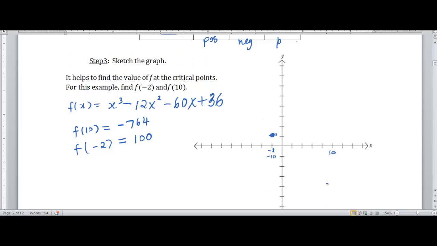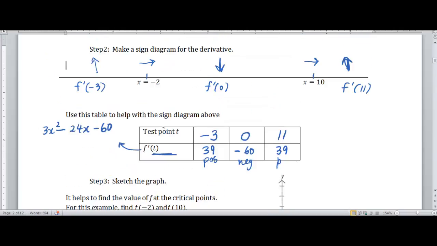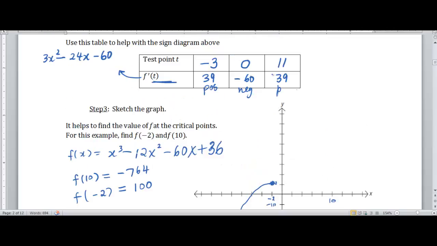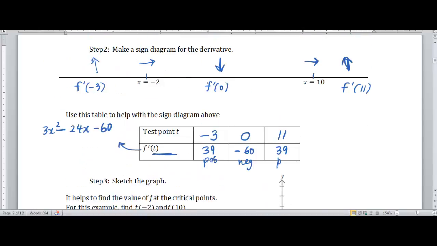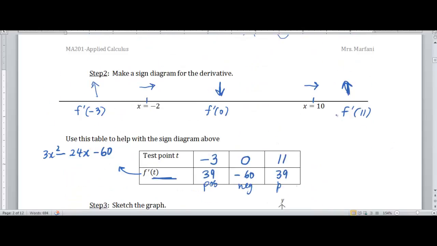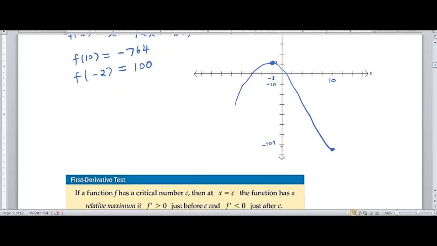And now we can look at our sign diagram and see before negative 2 the graph is increasing. So increasing looks like this. At negative 2 it's flat. Between negative 2 and 10 the graph is decreasing. And then after 10 the graph is increasing again. Okay.